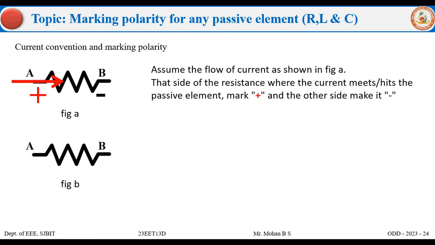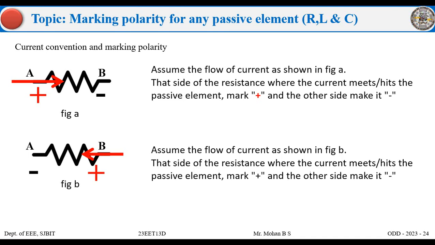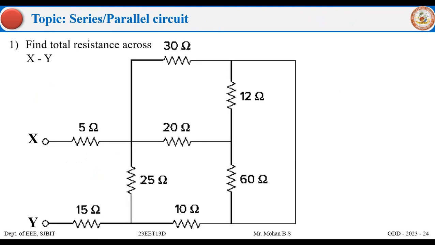Similarly, for figure B, if you assume the current in this direction, that is from point B to point A, where the current enters or hits, that side is marked positive and the other side negative. Right. So these are important, not for finding R equivalent, but in order to find the voltage drop, and through that sometimes we need to find the resistance. So here in the given question, we have to find the total resistance across X and Y.